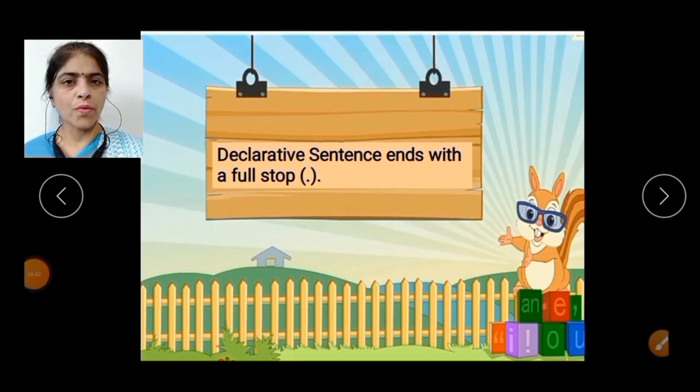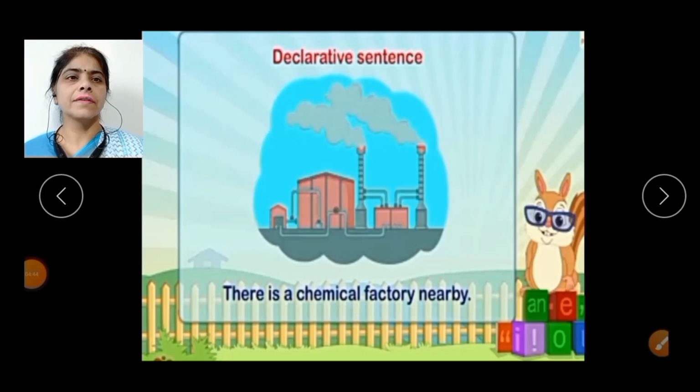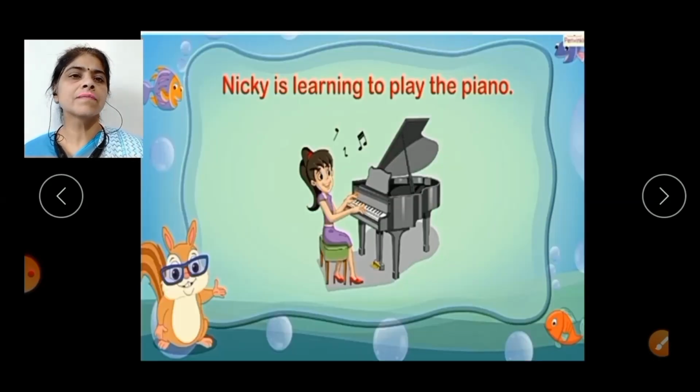Now let's have some more examples. Here, there is a chemical factory nearby. This sentence states something, so it is a declarative sentence. Another one, Nikki is learning to play the piano. This sentence also makes a simple statement. So this is also a declarative sentence.